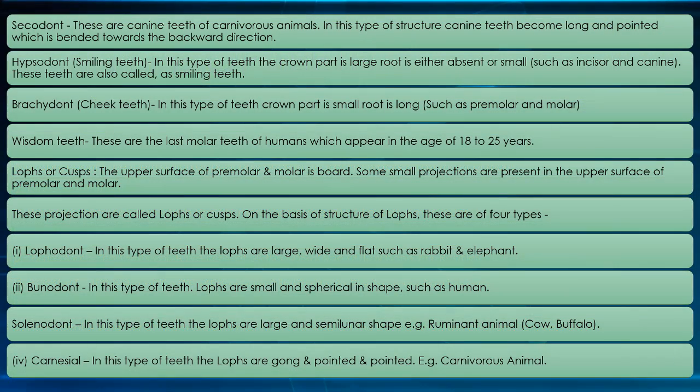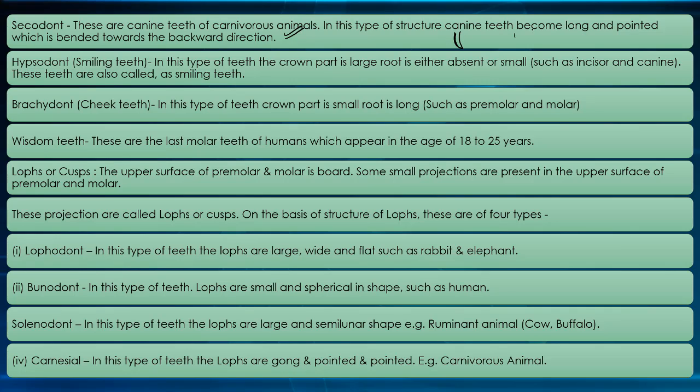Secodont. These are the canine teeth of carnivore animals. In this type of structure, canine teeth become long and pointed, bent towards the backward direction. So these are the canine teeth of carnivore animals. You can see like this.